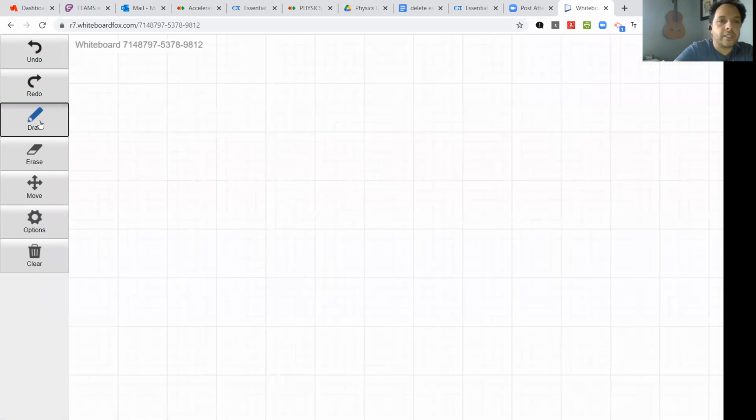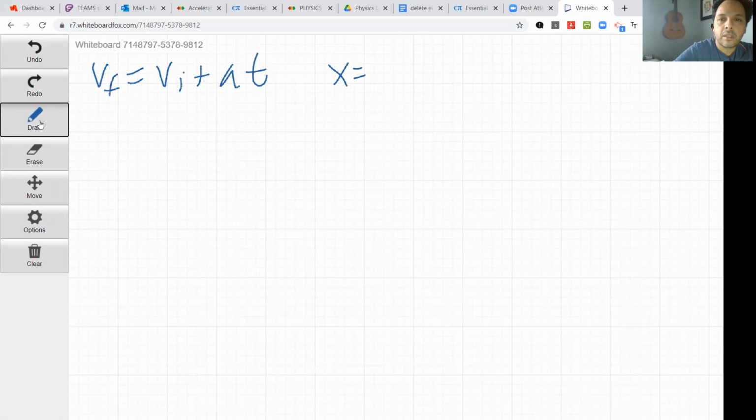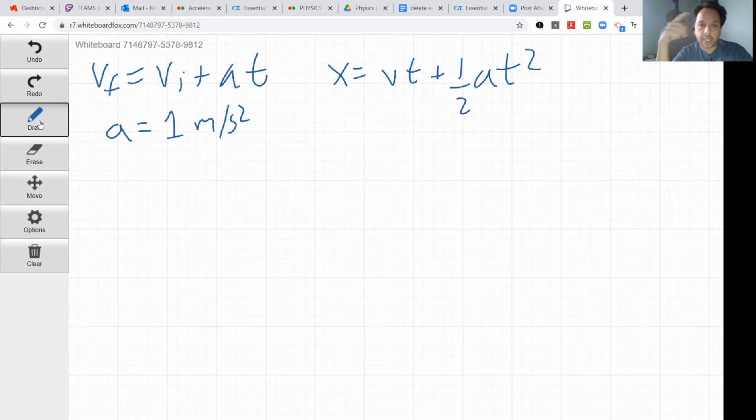Okay, so we have two equations. We have velocity and we have position: v naught t plus 1/2 a t squared. For a, we're going to use 1, and time is just going to cycle, right? So let's do time equals 1.